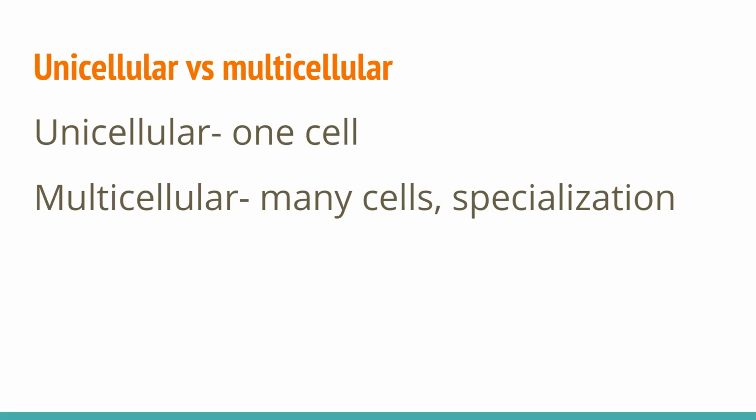Unicellular and multicellular are two vocab words that you should remember. Unicellular means one cell, and multicellular means many cells. If you are a multicellular organism, your cells group together and specialize so that each group of cells has a special job to help the organism function.